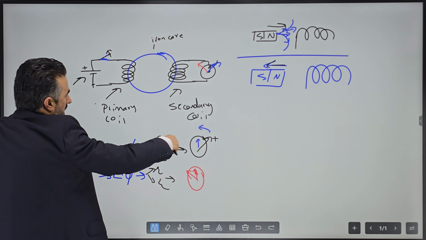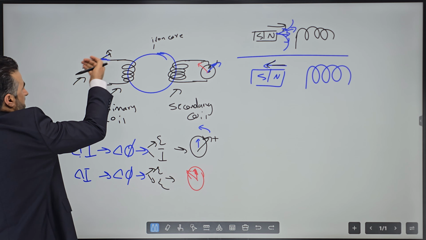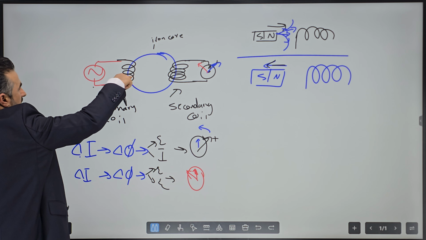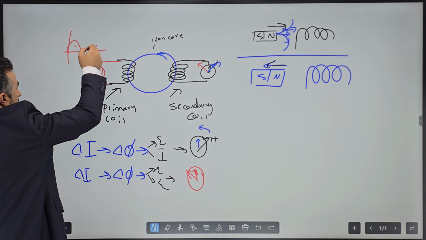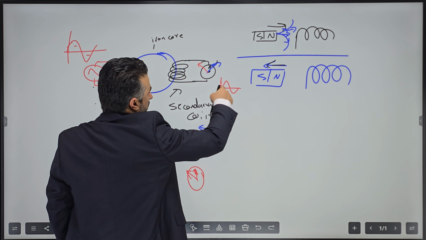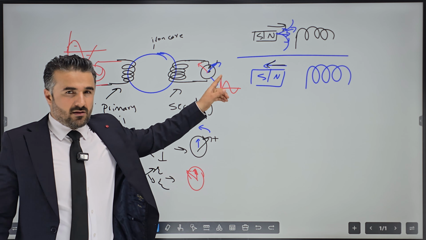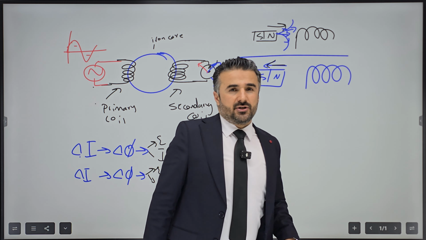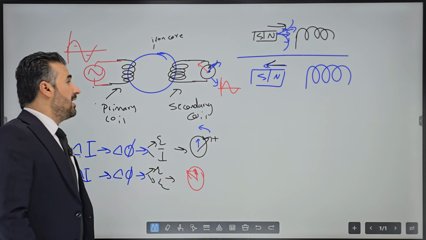We can't do that automatically, so we can replace this battery, which is obviously a DC source, with an AC source. If it is AC, both the magnitude and the direction of the magnetic field will change, so you can continuously induce EMF on the other side. This process is called mutual inductance. It was Faraday who first demonstrated this electromagnetic induction.